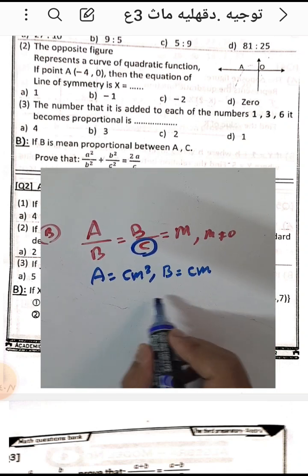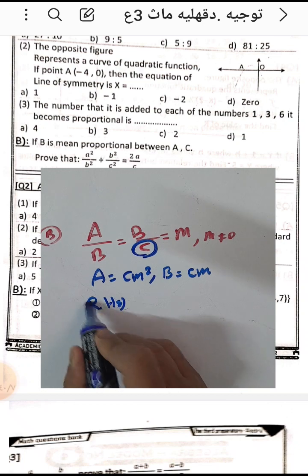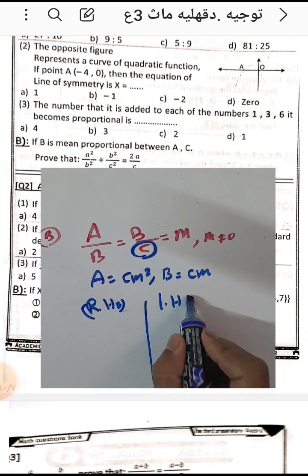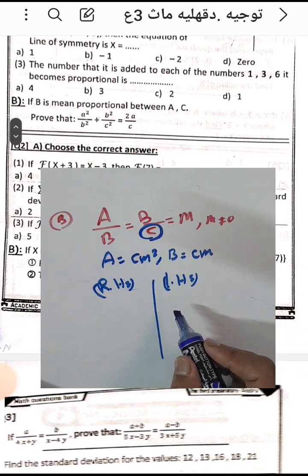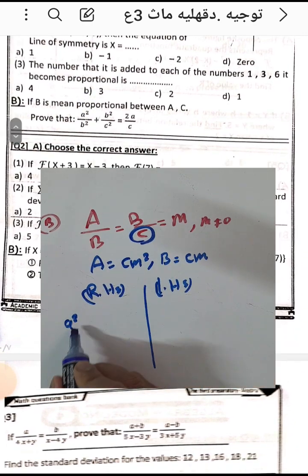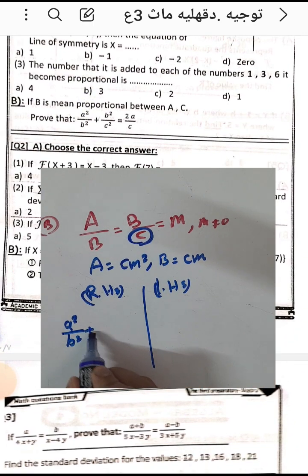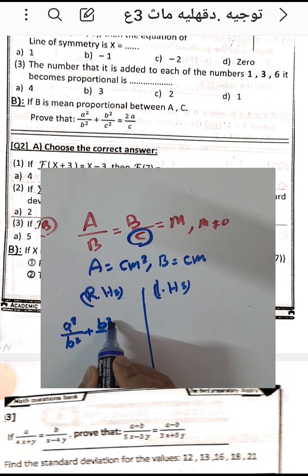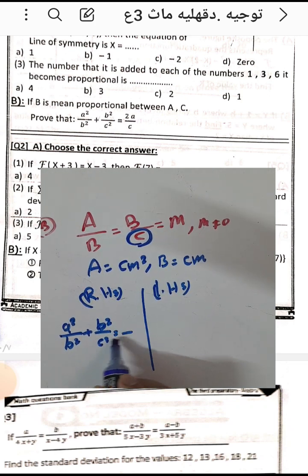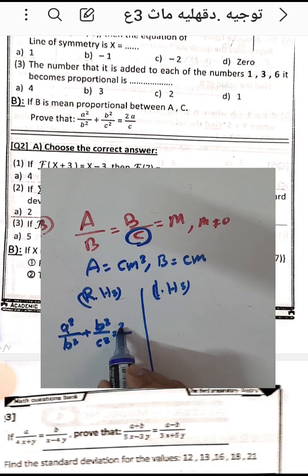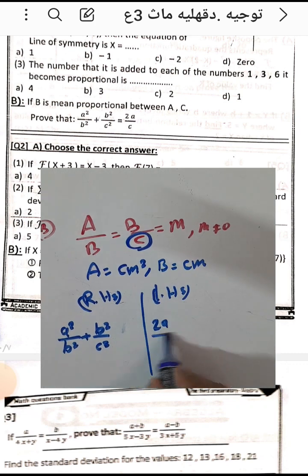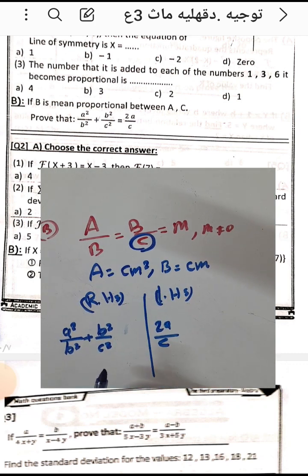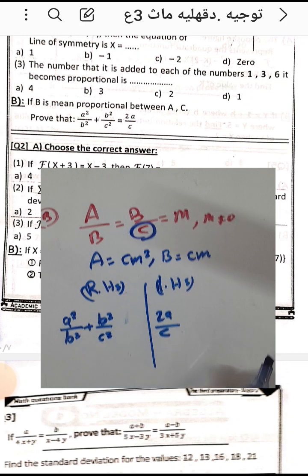And then we will have the right hand side and the left hand side. Comparing between the results, we must prove that left hand side equals right hand side. Then a power 2 over b power 2 plus b power 2 over c power 2 will be equal to a over c. It's the left hand side. Left hand side here, 2a over c. And we want to prove that left hand side equals right hand side.